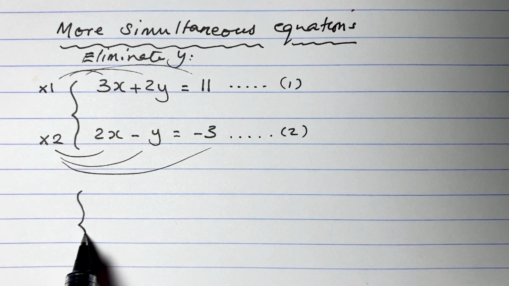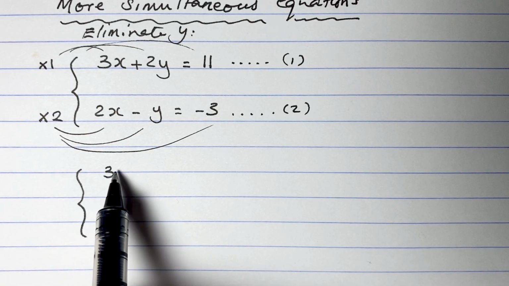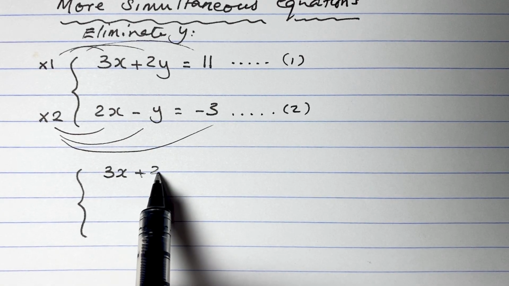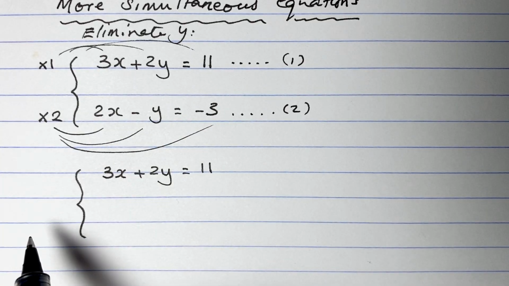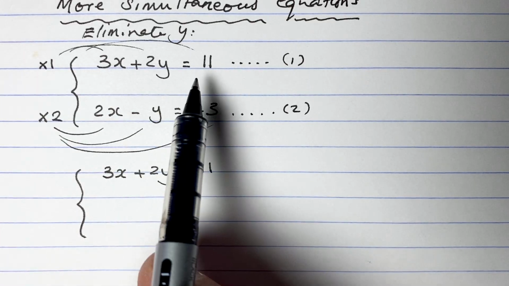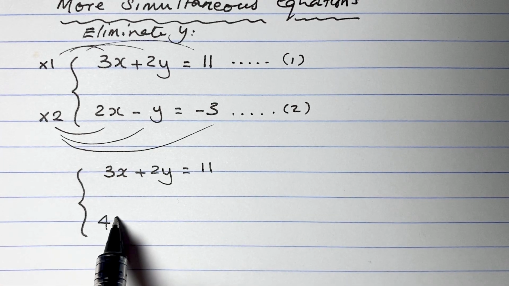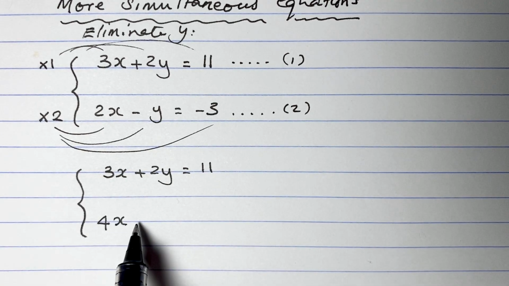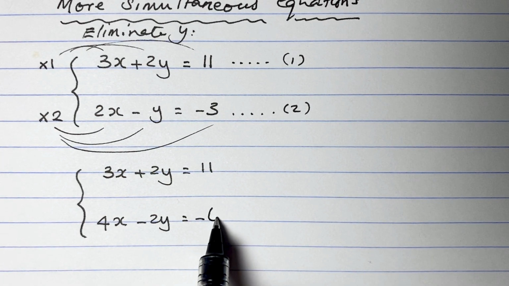Make sure you multiply right through. 1 times 3x, 1 times 2y. So 1 does not change anything when you multiply. Every number times 1 remains the same. Here, 2 times 2, so we have 4x. 2 times minus 2y is minus 2y... 2 times minus 3 is minus 6.